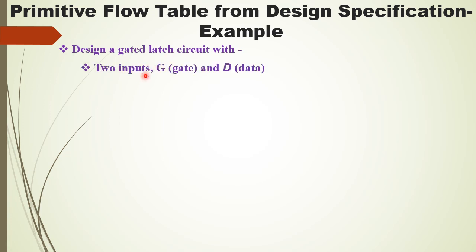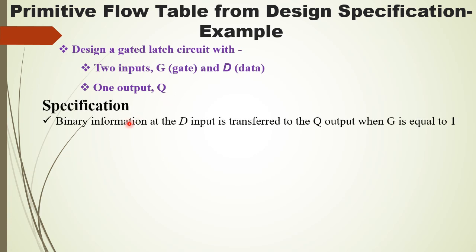Let us see an example. The given example is to design a gated latch circuit that consists of two inputs, G, that is gate, and D input called data input, and one output called Q. The specification, that is the functioning of this gated latch, says that the binary information at the D input is transferred to the output Q when the gate input is equal to 1. The Q output will follow the D input as long as G is maintained at state 1.